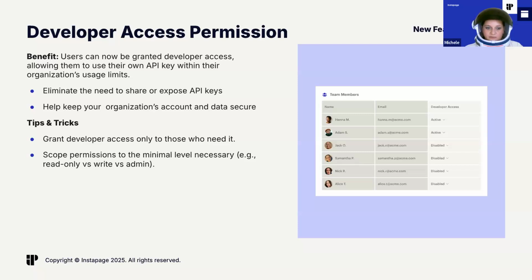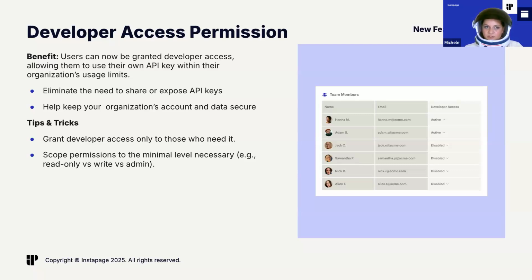And then similarly, maybe you want to automate a publishing or unpublishing schedule for some of your pages. You can give developer or manager permissions with developer access, and they can manage that through their own private API key. The main thing there is you're granting the developer access only to those who need it, making sure that you're keeping certain API keys private.